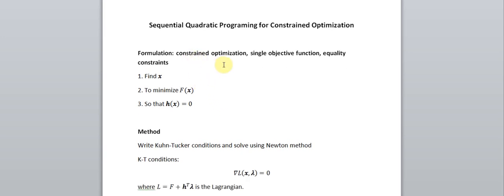We want to find the design variables x to minimize the objective function capital F of x so that the constraints are satisfied. Note that we consider a single objective function and only equality constraints.